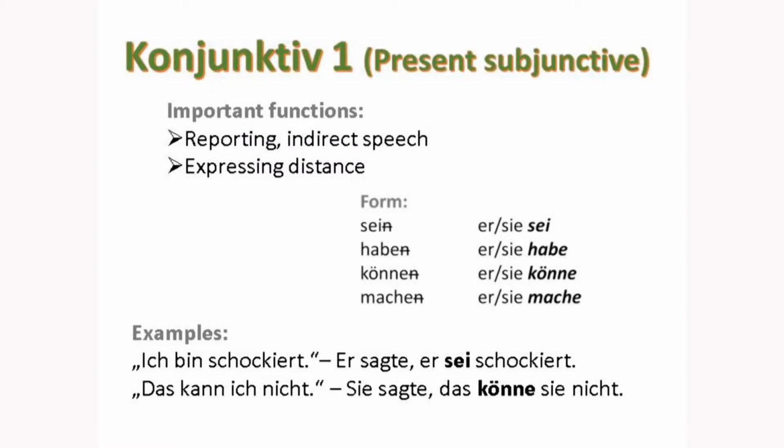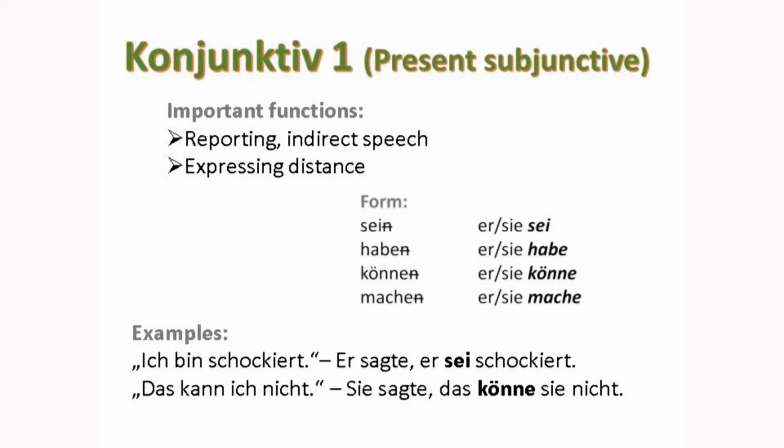Subjunctives exist in many languages, but they are used in different ways in different languages. So the way it's used in English is different from the way it's used in the Romance languages, for example, in French and Spanish. And that again is quite different from the way it's used in German. The subjunctive is called conjunctive, and this little introduction is about the present subjunctive conjunctive 1.